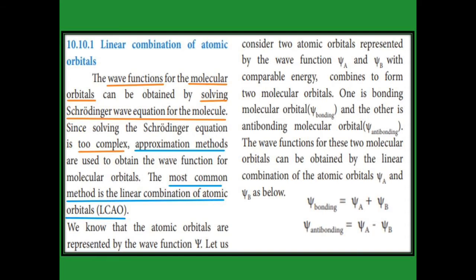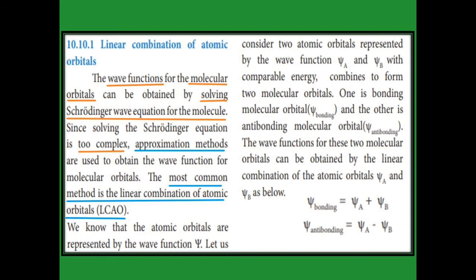To get the wave function of a molecular orbital, we have to solve the Schrodinger wave equation. But it is very complex to solve the Schrodinger equation, so we have to use an approximation method. The most common approximation method is the linear combination of atomic orbitals. Here psi is the wave function of an atomic orbital. Now consider two atoms, A and B. The wave function of atom A is psi A and the wave function of atom B is psi B.